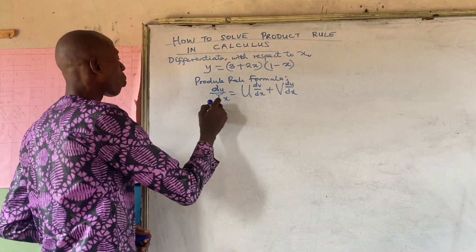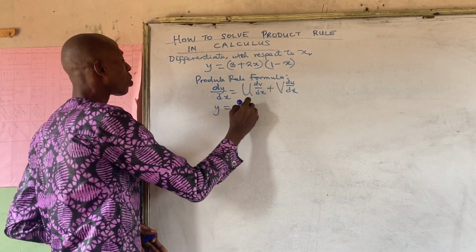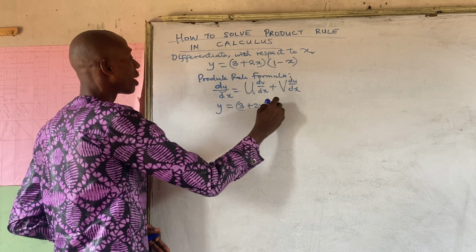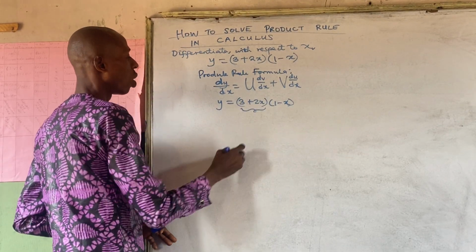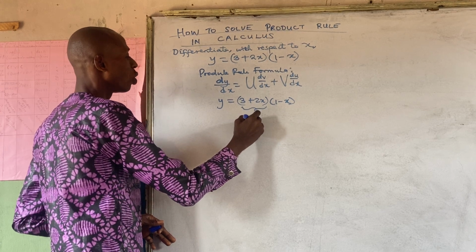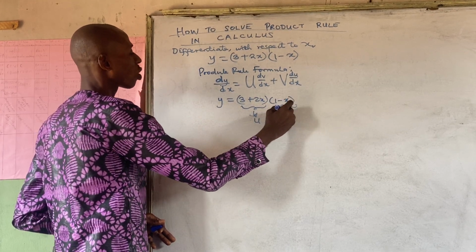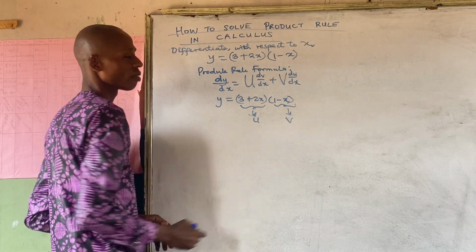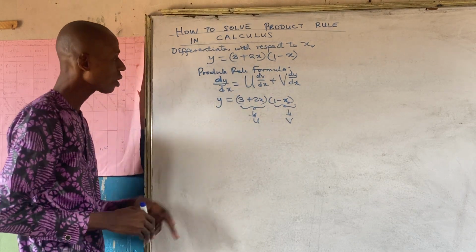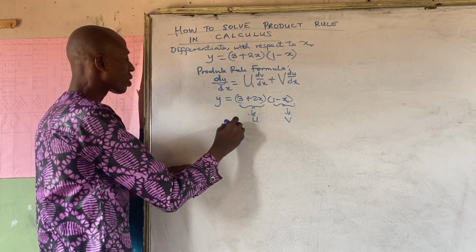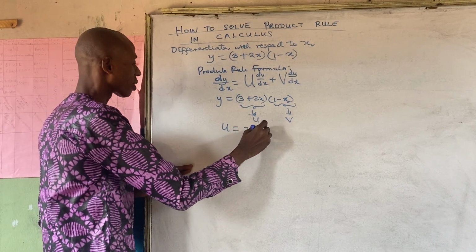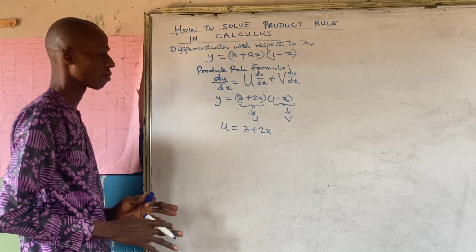Now, back to our question. We have y equals 3 plus 2x and 1 minus x. Now, this first one, let it be your u. And this second one, let it represent your v. That's the first thing. This represents u, this represents v. Now we have your u. Since u is 3 plus 2x, treat this first.